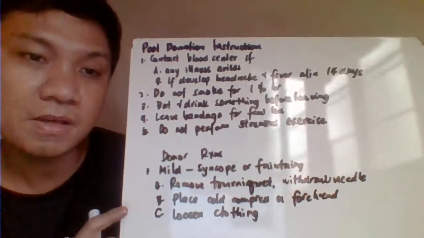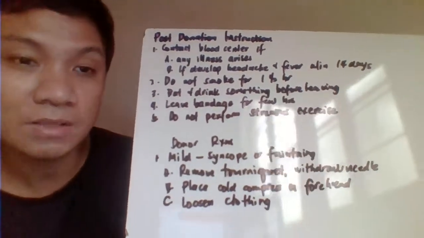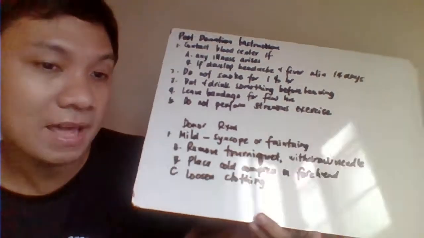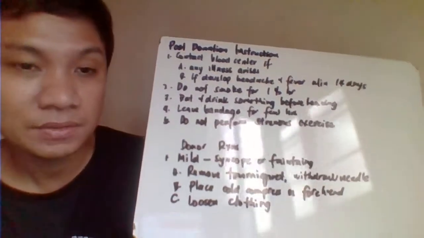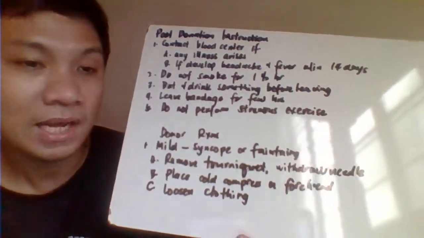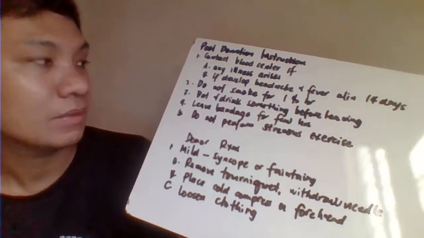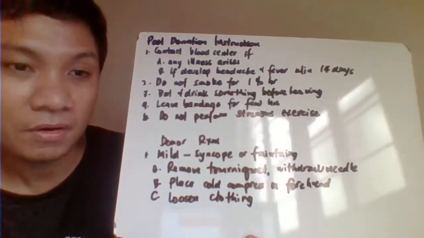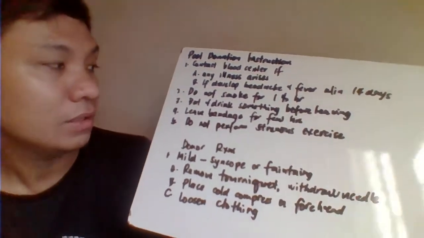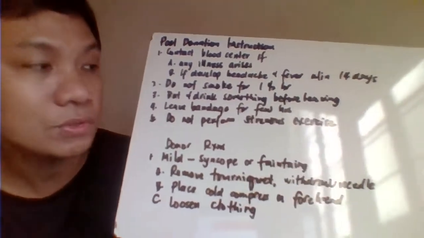Okay, then we have also here the post-donation instructions. So these are some reminders that we need to give to our patient, to our donor, before leaving the blood bank. Number one, tell the donor here to contact the blood bank if anything happens at home. So any illness arises, fever, headaches. Okay, another one, do not smoke for 1.5 hours after the donation. Eat and drink enough water here, even food or even fruit juices.